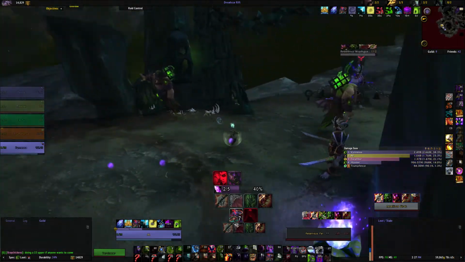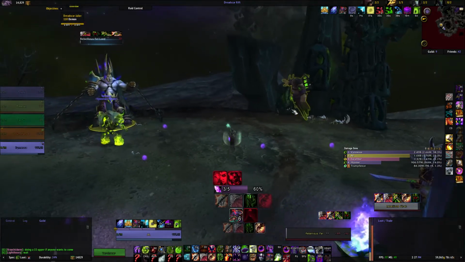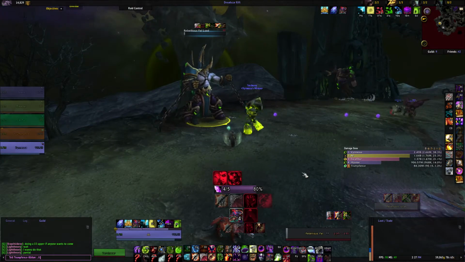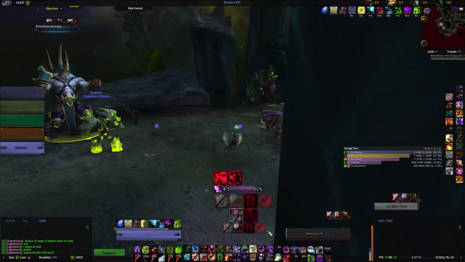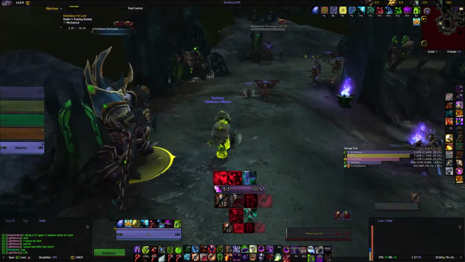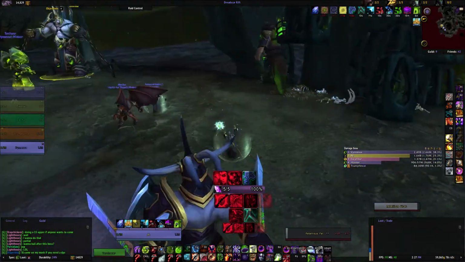Just a little bit of gameplay here to show you how this looks in an actual scenario. The dots only show when I'm in combat, and the timers and stack counts for my Reap will always show, because I think, especially in Mythic Plus, it's important to know between pulls what your Reap count is at.